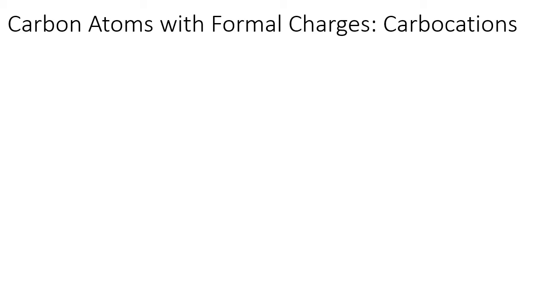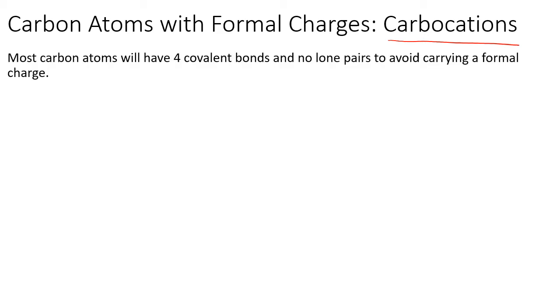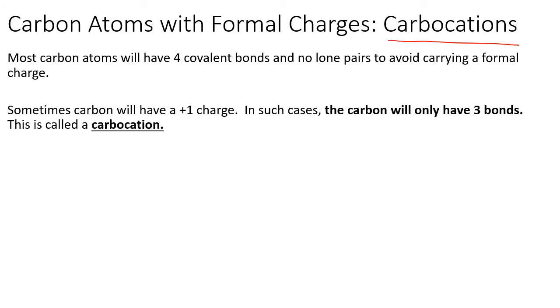Specifically, we're going to focus on carbon atoms that have a formal charge. So first, we're going to look at carbon atoms that have a positive formal charge called carbocations. Usually, carbon will try to have 4 covalent bonds in order to have no formal charge associated with it. But sometimes you'll see carbon that has a +1 charge. In this case, the carbon will only have 3 bonds to it, and this is what is referred to as a carbocation. Cation because it has a positive charge.